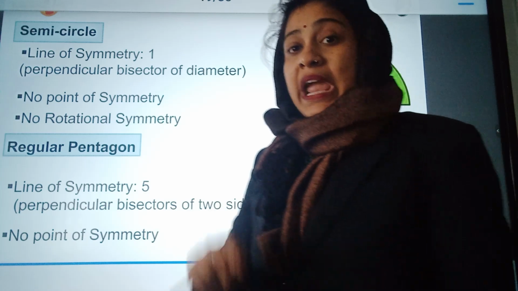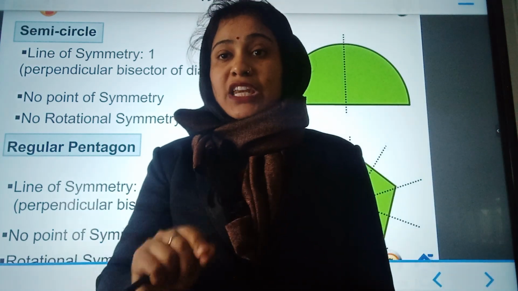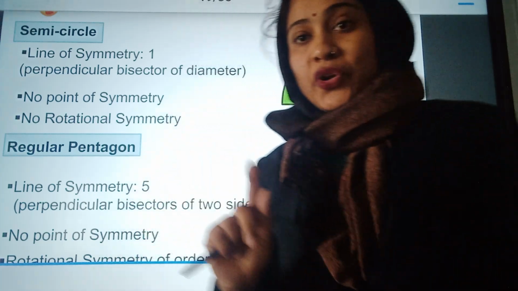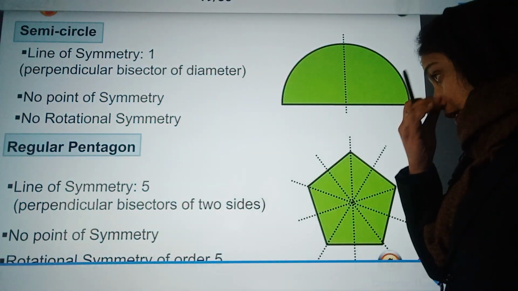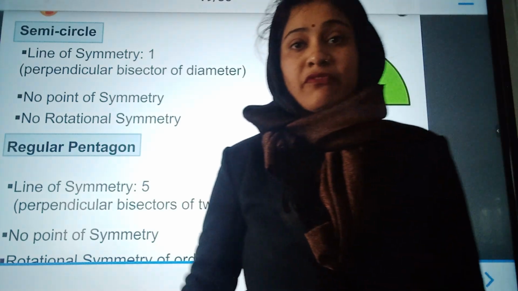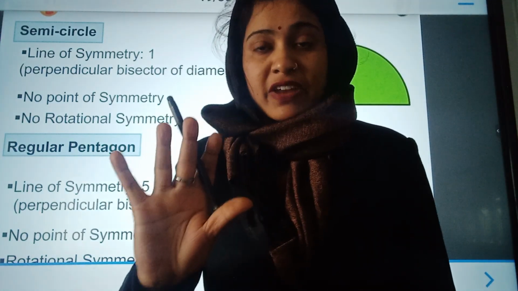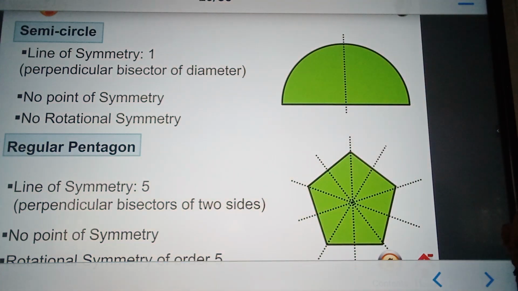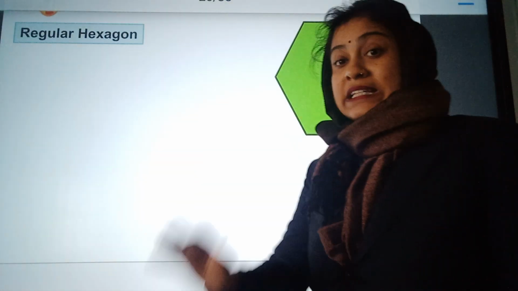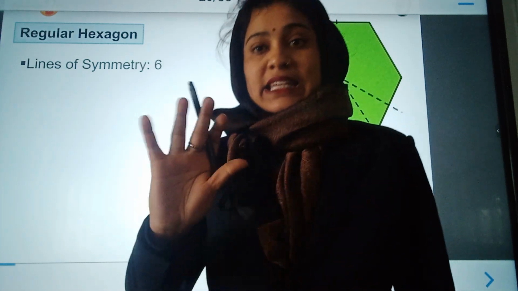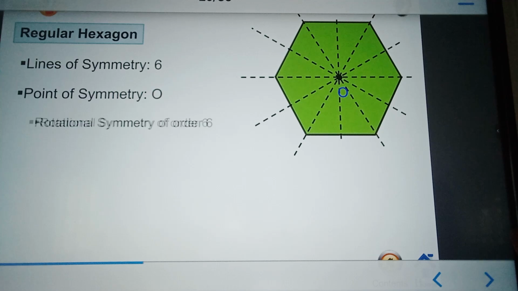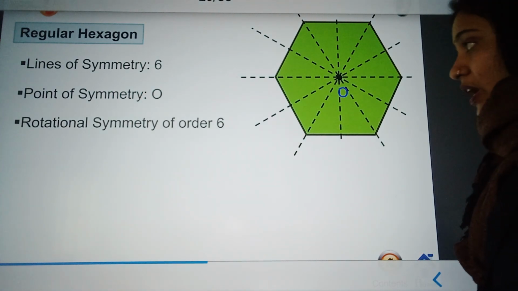Yes, one more thing, if the figure does not have any rotational symmetry, then it will have no order of rotation. For this regular pentagon, since the name is regular pentagon, 5 equal sides, 5 lines of symmetry, order of rotation 5. Okay. Now, regular hexagon, 6 equal sides, 6 lines of symmetry, and order of rotation 6 with no point of symmetry. Okay.